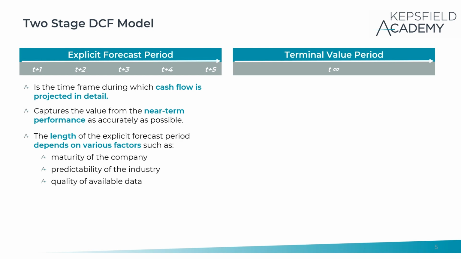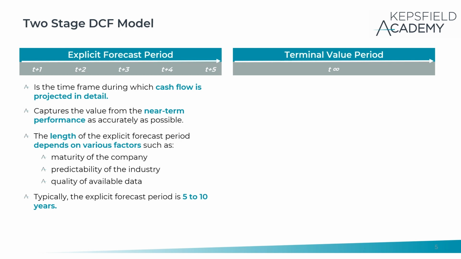Ultimately, there is no one-size-fits-all approach, but a common practice is to use a forecast period ranging from 5 to 10 years. The key is striking a balance between capturing near-term performance in detail and recognizing the inherent uncertainties of projecting cash flows too far into the future.